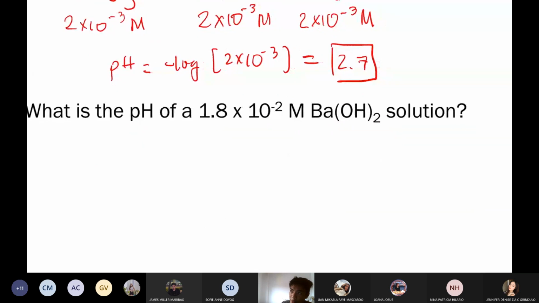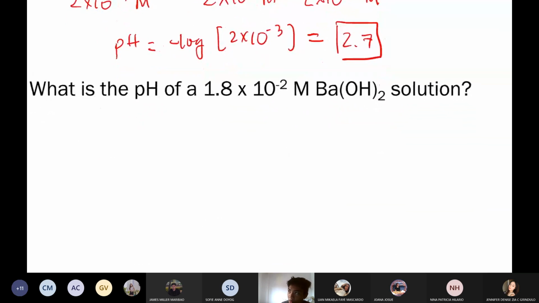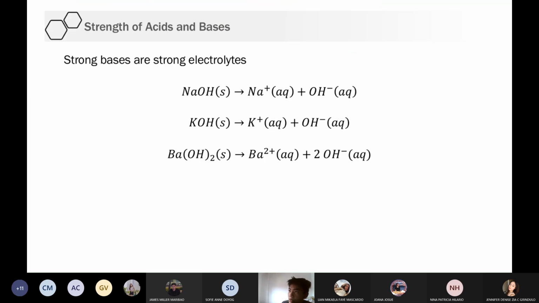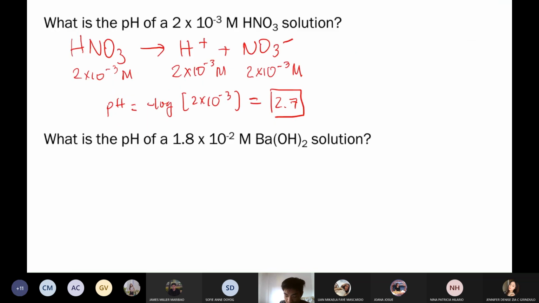Punta naman tayo dito sa next one. What is the pH of a 1.8 times 10 raised to negative 2 molar barium hydroxide solution? Barium hydroxide is a strong base. Okay? Strong base yan. Nandito yung example natin dyan. So, barium hydroxide is a strong base. That means it will fully dissociate into ions.